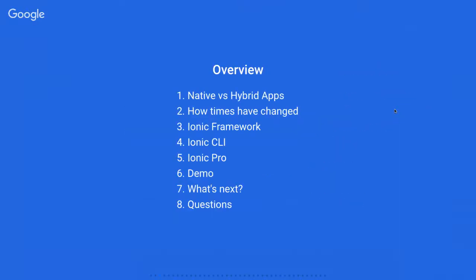Okay, so a small overview of what we're going to be discussing today. It's native versus hybrid apps, why you may choose to build hybrid over native, and an overview of how the times have changed through hybrid apps' dark days through to the present. I'll look into the Ionic framework, the CLI, the new Ionic Pro, and a few other things that they also have. We're going to do a live coding demo, a little look into what's next, and then we've got plenty of time at the end for questions.